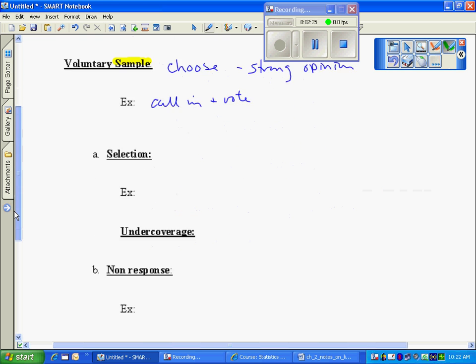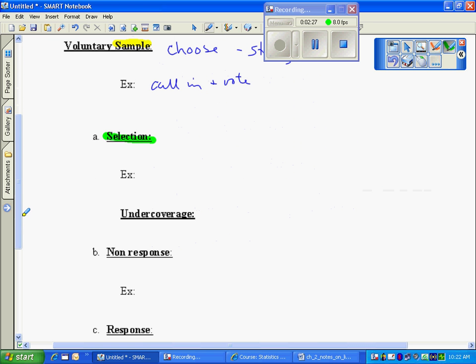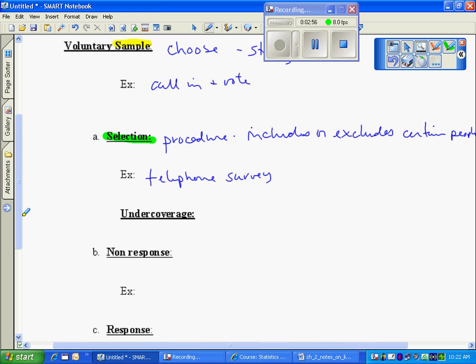So when we look at types of bias, we have selection bias. And this is when my procedure for collecting my data or my sample includes or excludes certain people. And we just talked about a situation like that. Typically, a telephone survey is an example.